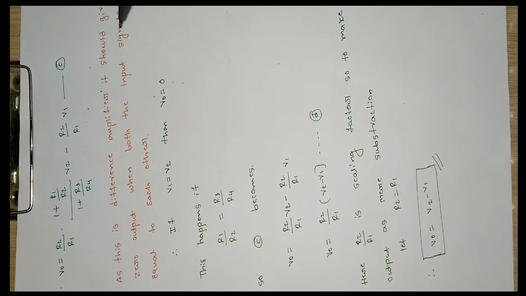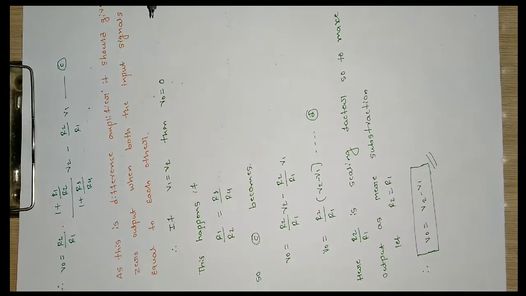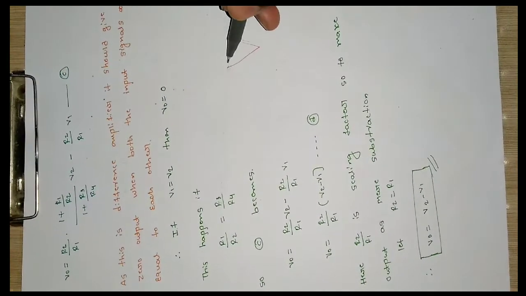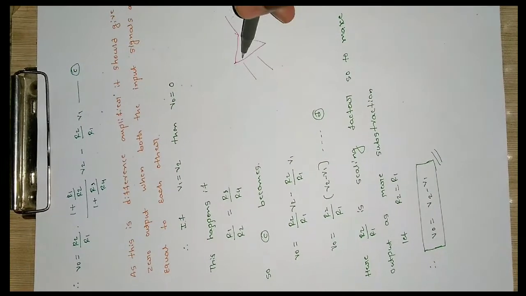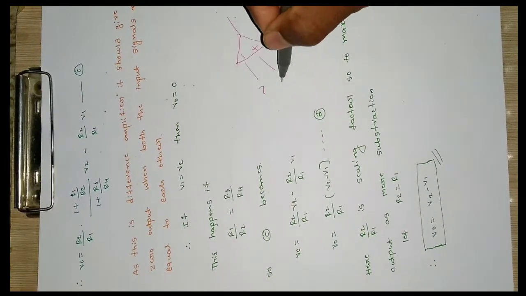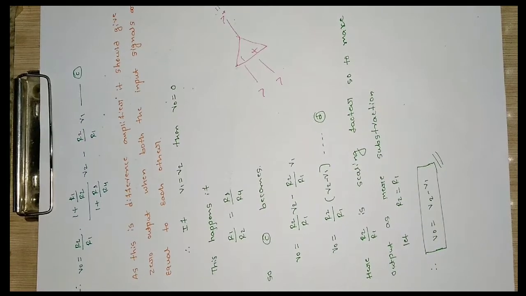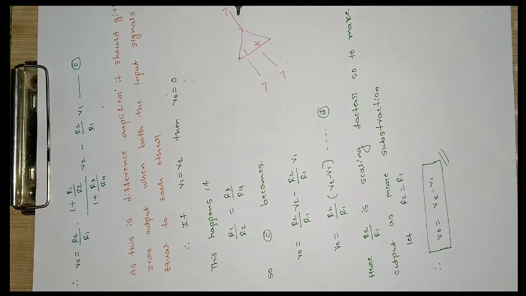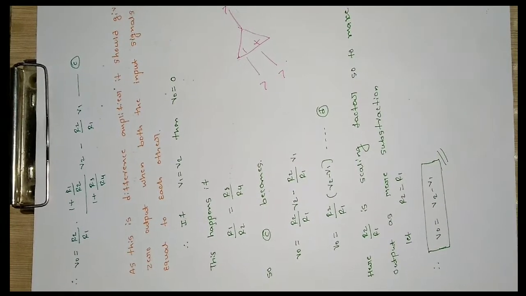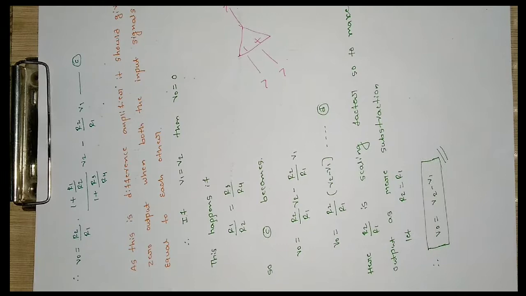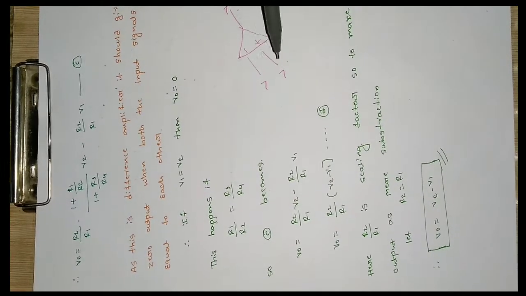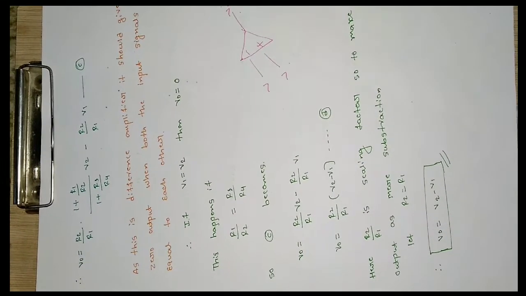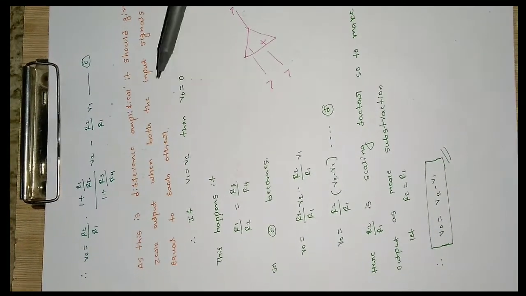Then as this is a difference amplifier, it should give zero output when both the input signals are equal. So when inverting and non-inverting inputs are the same, let us say V, then output V naught should be 0, because it will take the difference between the input terminals and then amplify. If the difference is 0, then the amplification of 0 will be 0 itself. So if inputs are of equal magnitude, then the output should be 0. So we'll take that case here.